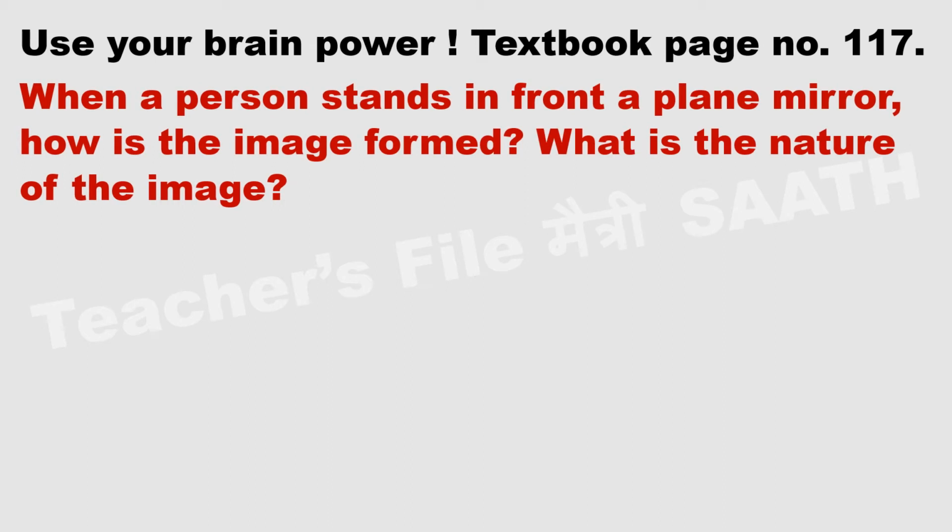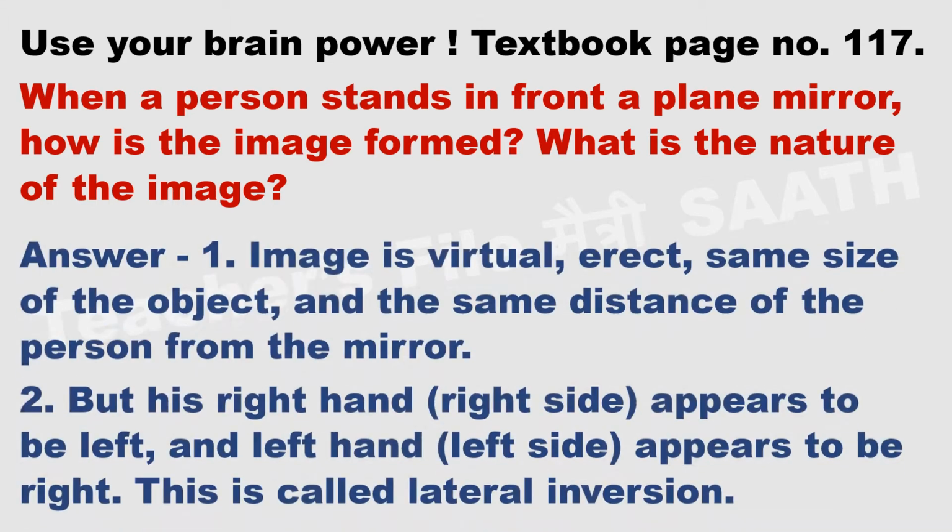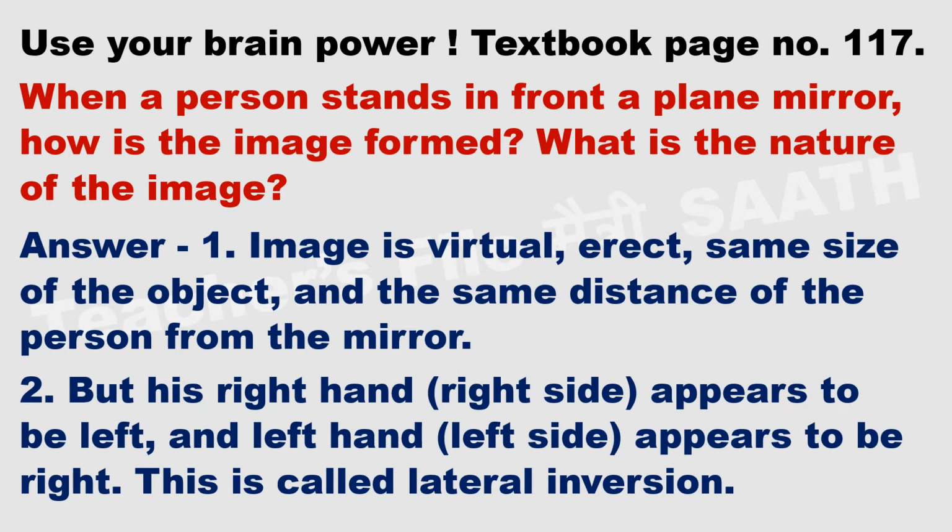Use your brain power. Textbook page number 117. When a person stands in front of a plane mirror, how is the image formed? What is the nature of the image? Answer. The image is virtual, erect, of the same size as the object, and at the same distance from the mirror as the person. But his right hand appears to be left and left hand appears to be right. This is called lateral inversion.